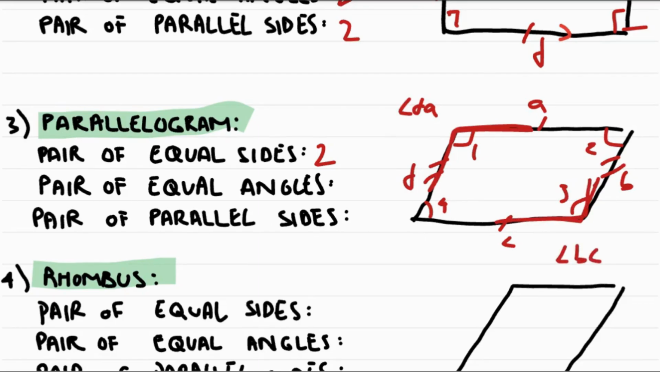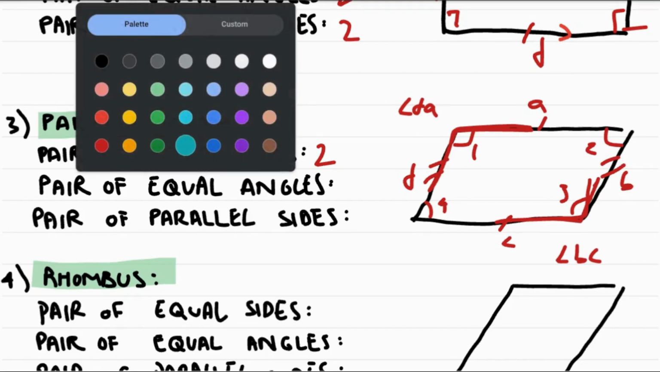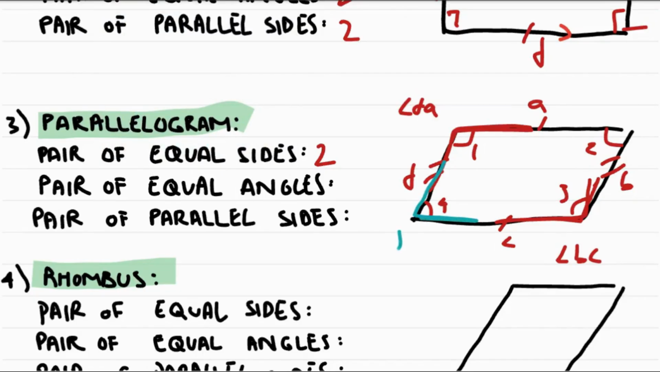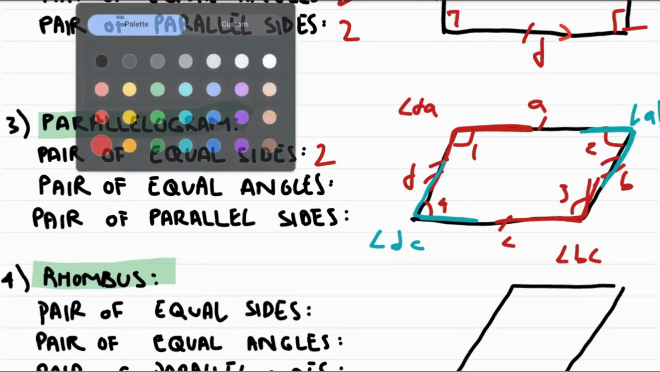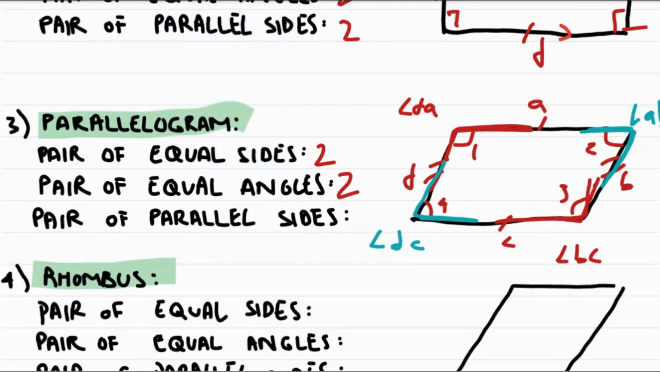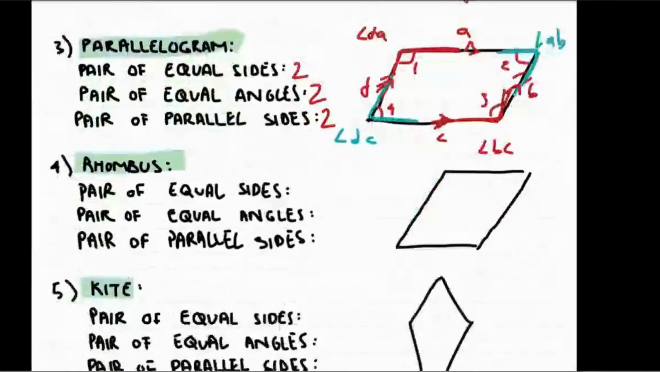and the angle BC, these are equal to each other, right? And the angle DC and angle AB are both acute angles, right? So that gives us two pairs of equal angles as well. Pairs of parallel sides, again the same thing. This side and this side are equal to each other. That gives us two pairs of parallel sides.